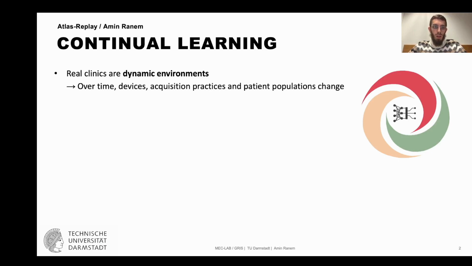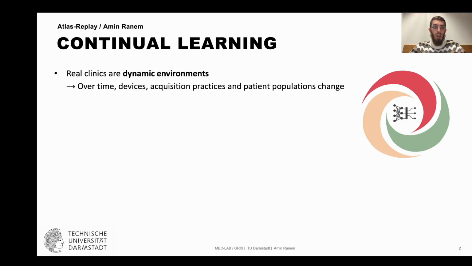Hospitals are dynamic environments, which means that populations change over time, and devices and acquisition practices and protocols also change over time, and therefore lead to domain shifts within the data. Now, having such shifts in the data harms our model's performance. That's of course something we want to prevent.